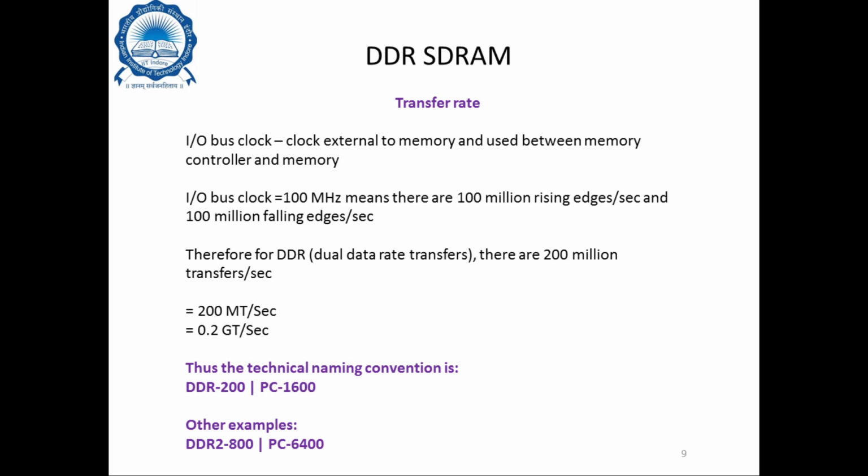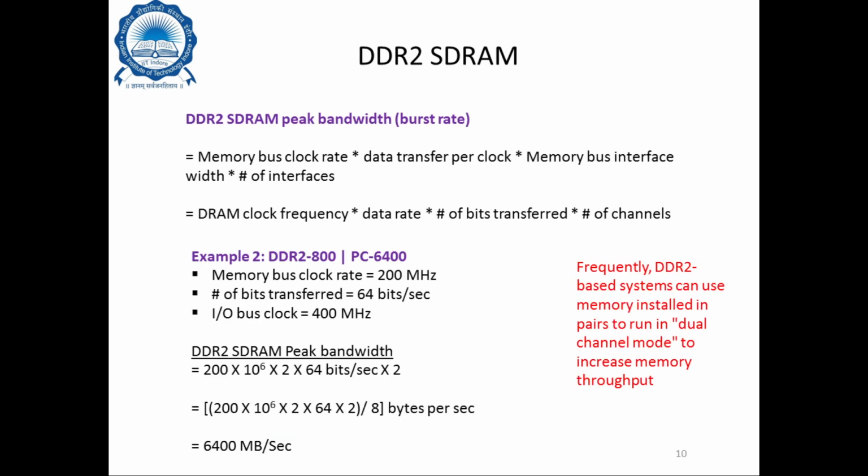So therefore the technical naming convention of SDRAMs is given as DDR-200 and PC1600. Okay, so this PC1600 refers to the burst rate or the peak bandwidth, and DDR200 refers to the transfer rate in terms of MT, million transfers per second. Okay, other examples could be DDR2800 and PC6400. We can do similar examples to find this out. So let's see how that is evaluated.